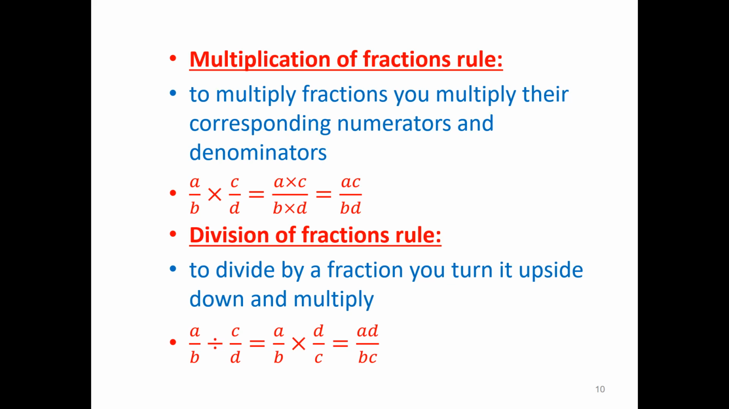So in this case, after you convert to multiplication operation, then you follow the same rules as above. Multiply A by D, you will get AD, and multiply B times C, you will get BC. This is for the division of fractions.